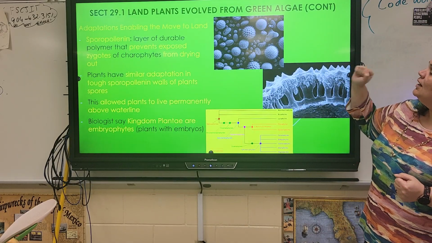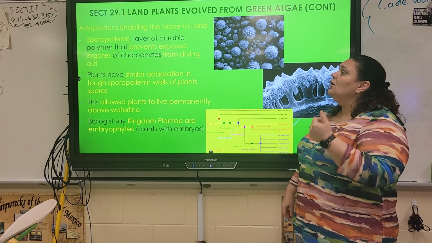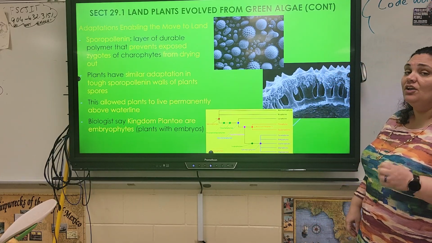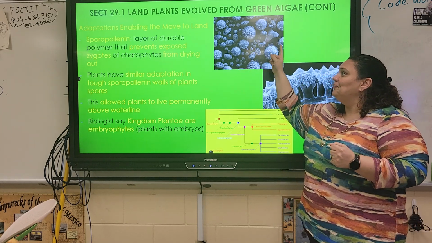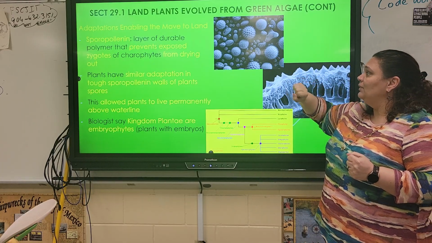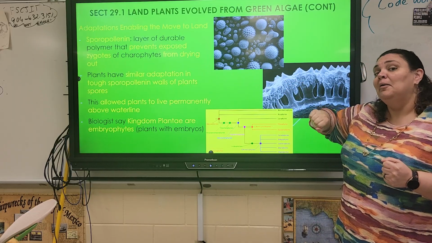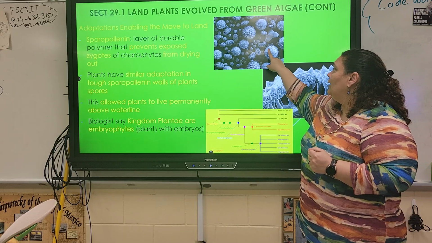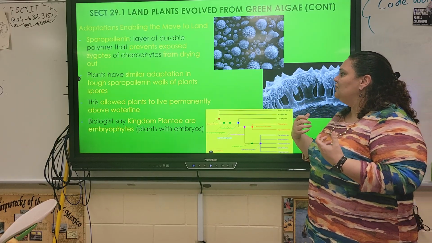But anyways, so adaptations enabling the move from the ocean to land. Sporopollenin prevents your exposed zygotes from drying out. This goes back to our chapter on cells, where we were looking at the electron microscope. I don't know if you have a guess what we're looking at right here. That's actually pollen, right? All these spikes on it, and that's why when it gets inhaled, it irritates the immune system.